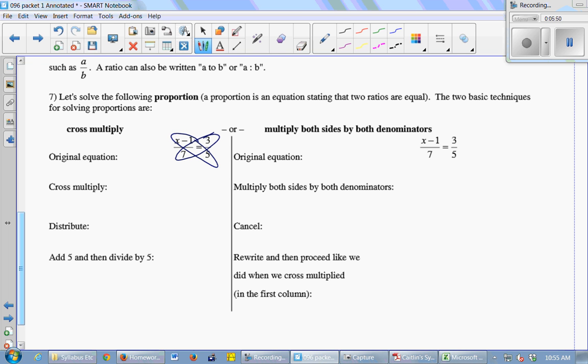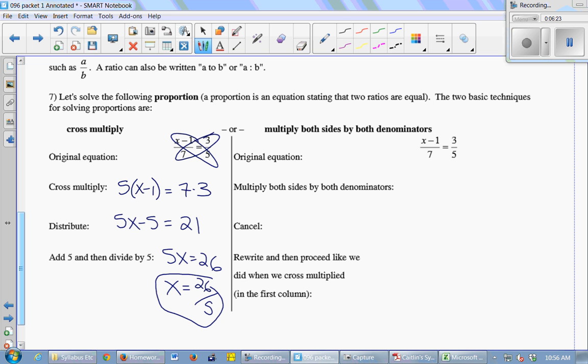Okay. So I have 5 times x minus 1 is equal to 7 times 3. It is equal to 5x minus 5. Yeah, that's the distribute step. 5x minus 5 equals 7 times 3, which is 21. And then add 5 and divide by 2. So we get 5x is 26. So x is, we'll just leave it as 26/5.